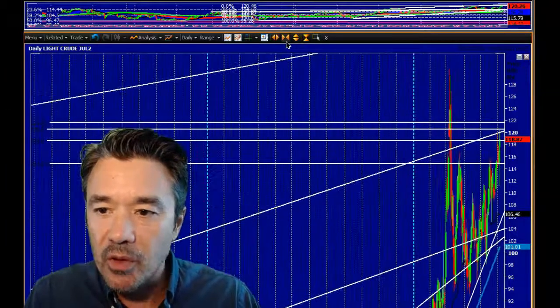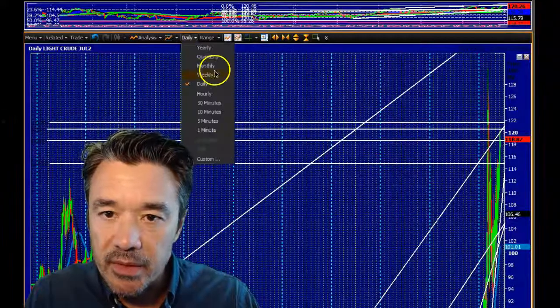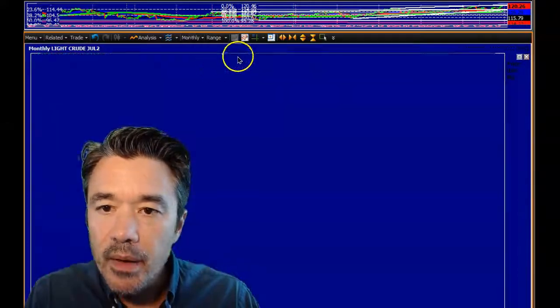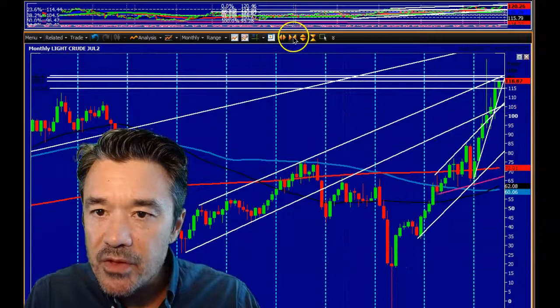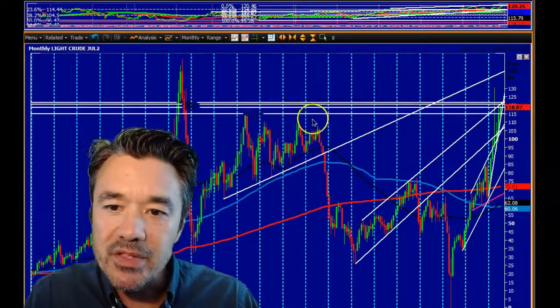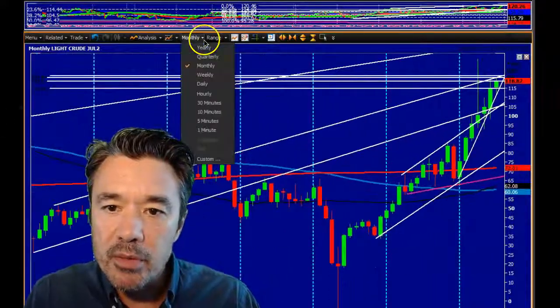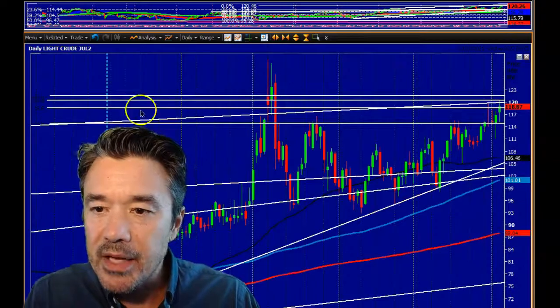I've got some of these horizontal white lines that go all the way back to, oops, I think I actually need to show this on the monthly chart. There we go. These horizontal lines go back to some price points, and they're acting as targets for oil, but I'm not going to go into that because I can't really come up with any tremendous trade ideas. Right, back to the daily chart for oil.